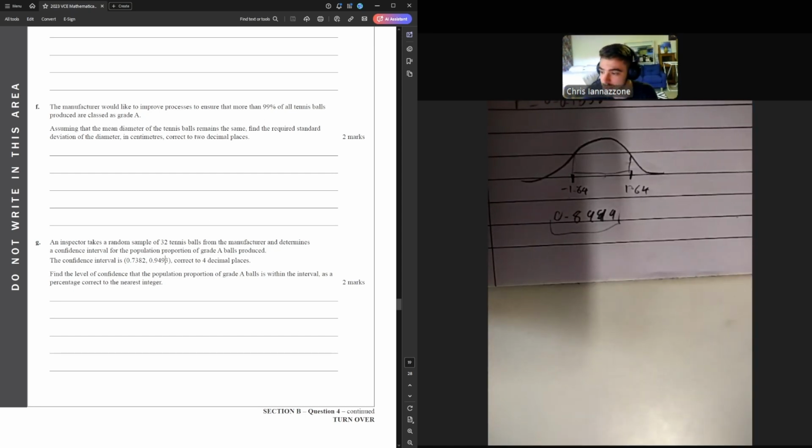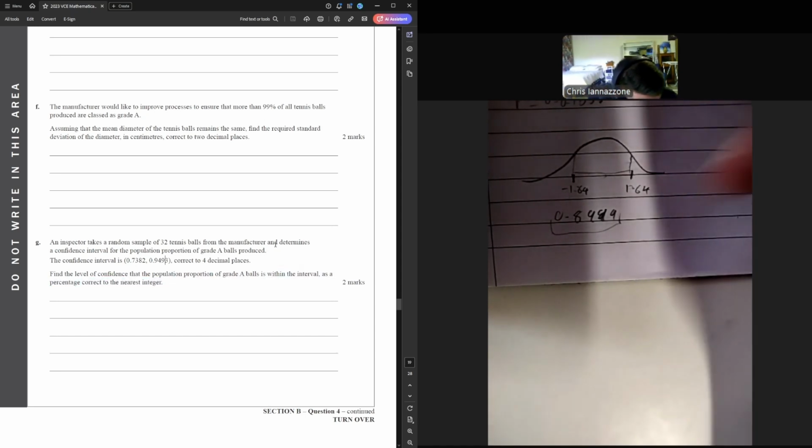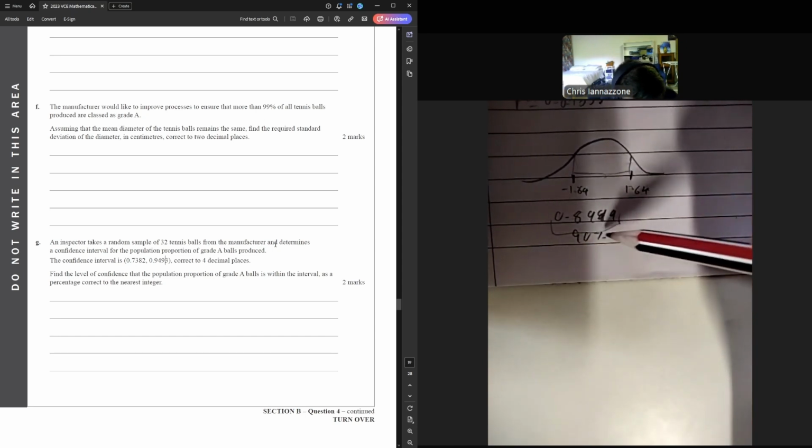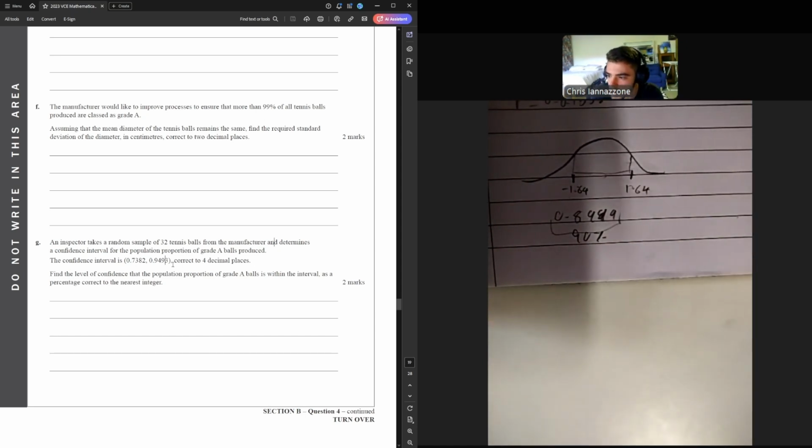Quickly jumping back in to realize that I did not quite read that as I expected. So we needed to give a percentage correct to the nearest integer, which in fact would mean that you give 90%. The 4 decimal places were for the confidence interval itself, not for the final answer that we needed.